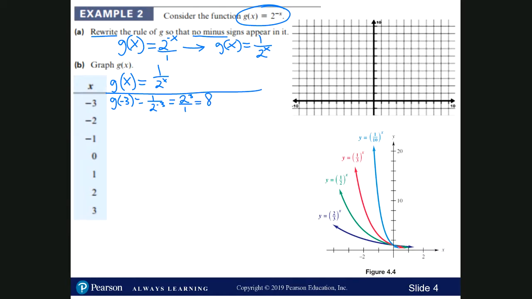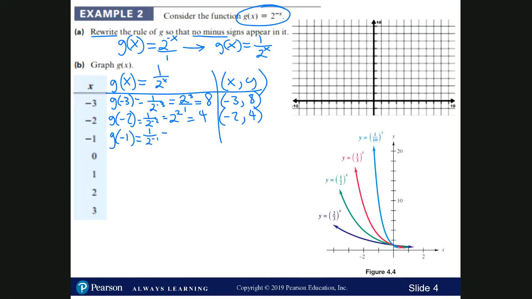Now, for g of negative 2, we will have 1 divided by 2 to the power negative 2. And so that will be 2 to the power positive 2. So that will be 4. And here, let's go ahead and write our points so we don't forget. So first we got the point negative 3, 8. And then we got the point negative 2, 4. So here, moving on, g of negative 1, and so that will be 1 over 2 to the power negative 1. So this will be 2 to the power 1, and so that is 2. The point that comes from it is negative 1, 2.